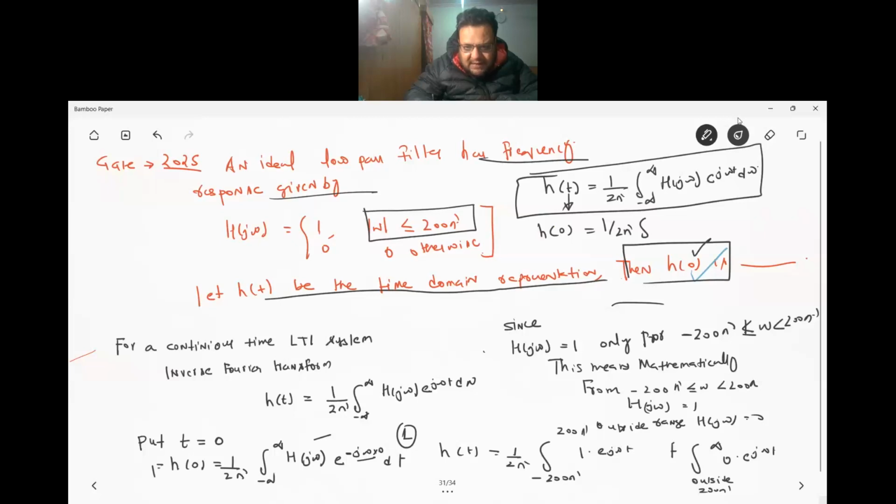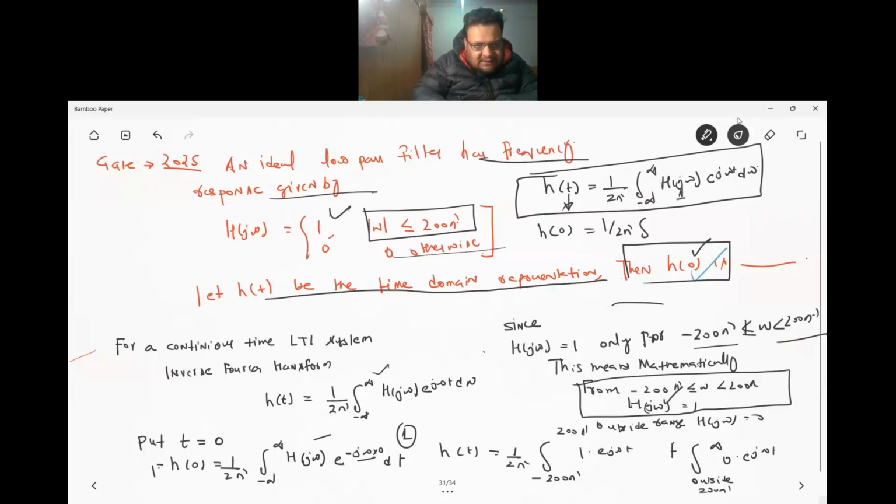The value of H of j omega is 1 only where? Only for omega less than or equal to 200 pi, and it is 0 otherwise. So the range can vary from minus 200 pi up to 200 pi. So your integration limit will change from minus 200 pi to 200 pi. That means from minus 200 pi up to 200 pi, your signal value H of j omega here is 1.